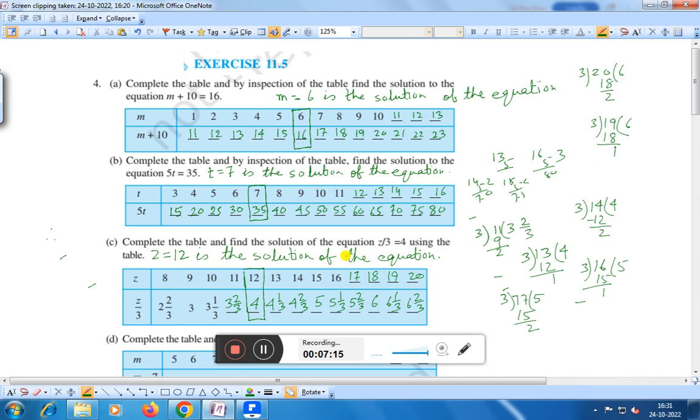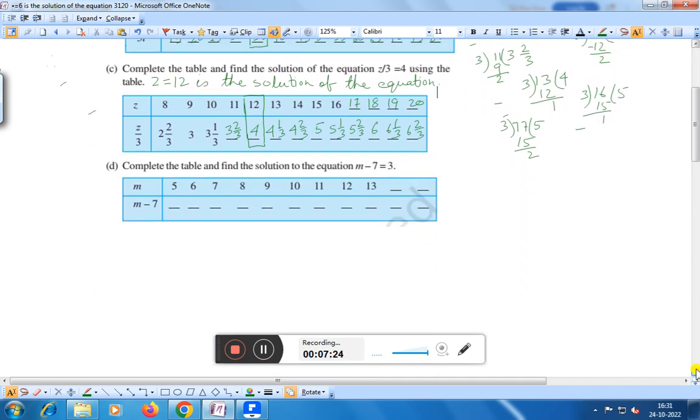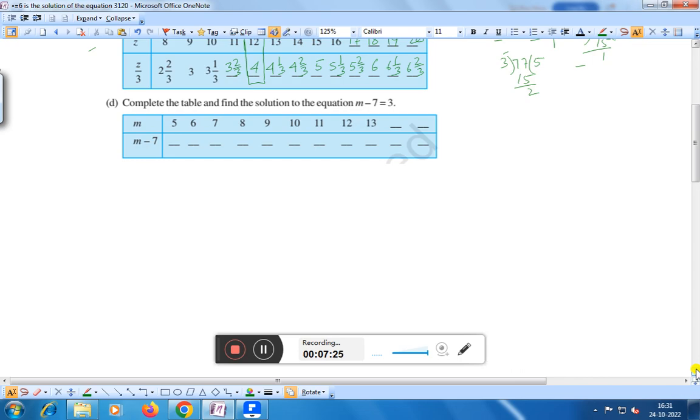Now question number D. You see, question number D is complete the table and find the solution to the equation m minus 7 is equal to 3. M minus 7. If we put m equal to 5, 5 minus 7 is minus 2.